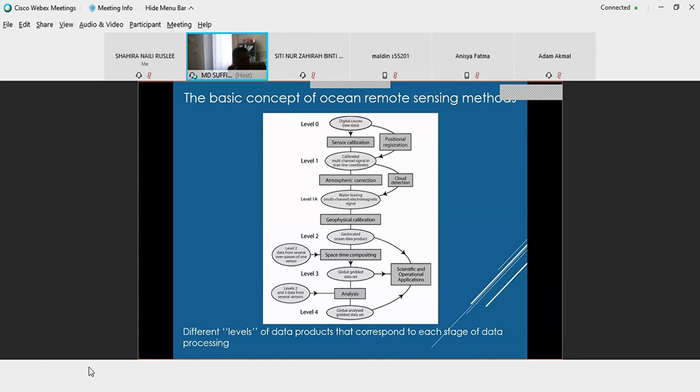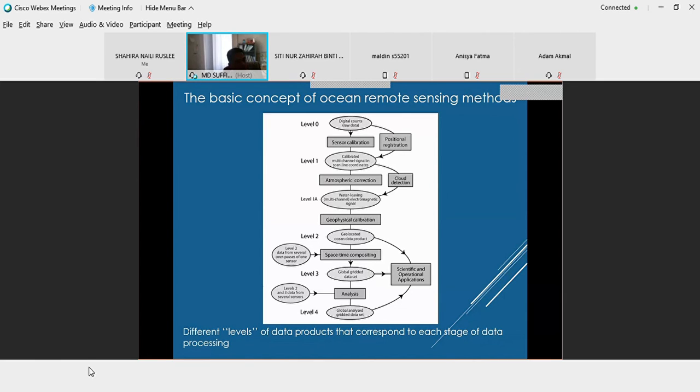So dia ada level 2. Selepas you apply algorithm, katakan you nak tahu temperature, so biasanya you ambil level 2. Dan dia juga ada level 3. Level 3 biasanya untuk monthly data.